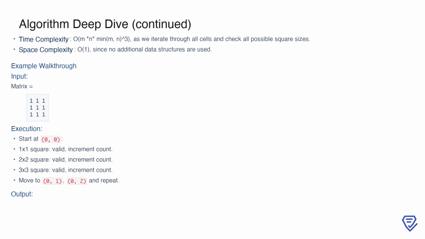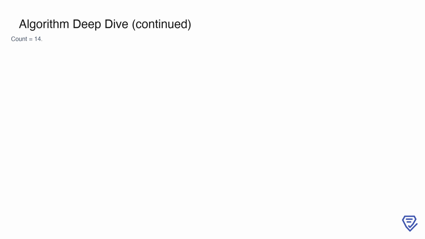To better understand how the brute force approach works, let's go through an example. Consider a matrix filled entirely with ones. Starting from the top left corner, (0, 0), we first validate a 1x1 square, then expand to a 2x2 square, and finally to a 3x3 square, incrementing the count for each valid square. We then move to the next top left corner, such as (0, 1) or (0, 2), and repeat the process. For the given example matrix, which is a 3x3 grid filled entirely with ones, the total count of valid square submatrices is 14. This includes the 9 individual 1x1 squares, 4 larger 2x2 squares, and 1 full 3x3 square.